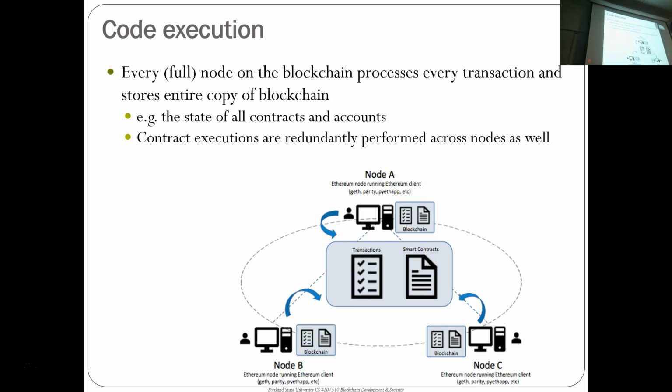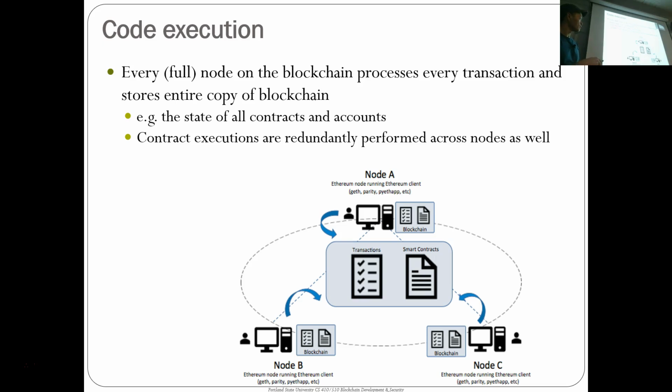So this is a model of what's going on. You have both the transactions and the smart contracts that these transactions are calling into, and every node, A, B, and C, is running a full Ethereum client that stores all of this throughout time. And you can see here, well, you can barely see this, Geth, Parity, PyEthApp. These are implementations of the Ethereum full node. So we will be running Geth at the very end of this class. This is a Go implementation of an Ethereum full node. Parity is, I think, a Rust implementation of a full node.